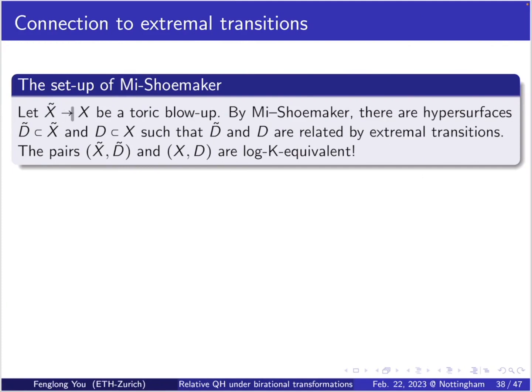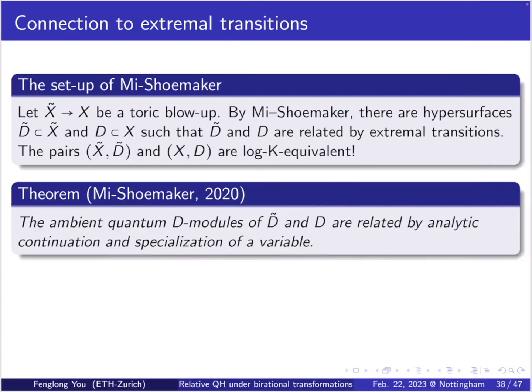What I have is a toric blow-up, and then they take hypersurfaces D tilde and D, such that D tilde and D are related by extremal transitions, and this is exactly the case when the two pairs are log K equivalent, and that's why our result is related to theirs. They prove that the quantum D-modules of X tilde, D tilde and D are related by analytic continuation and specialization of variables.